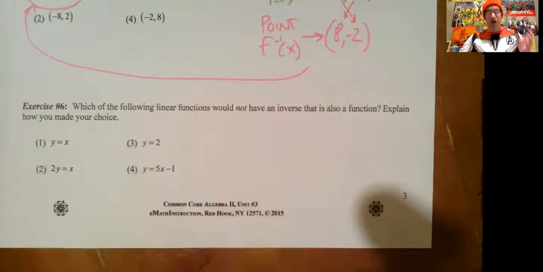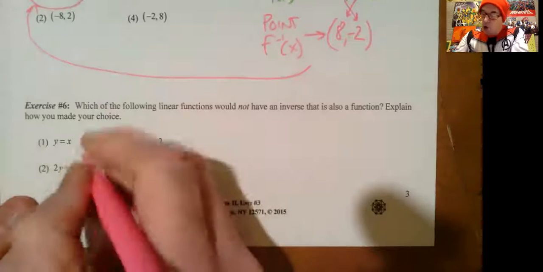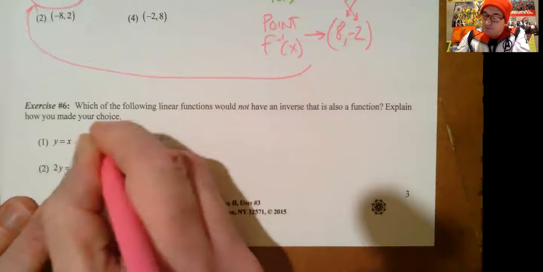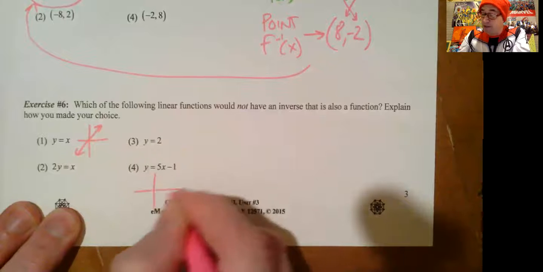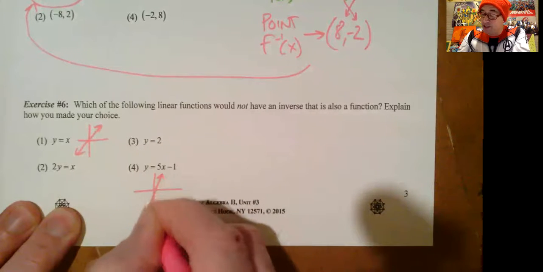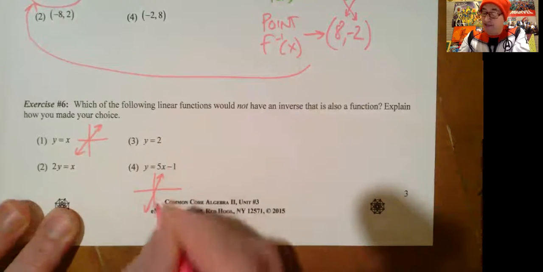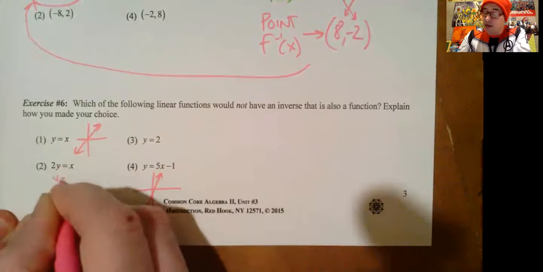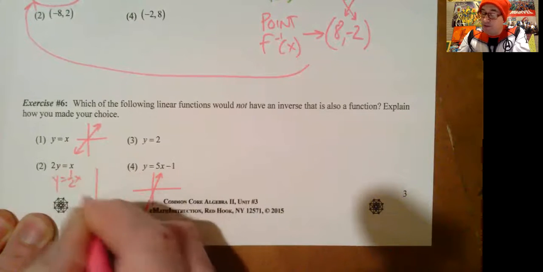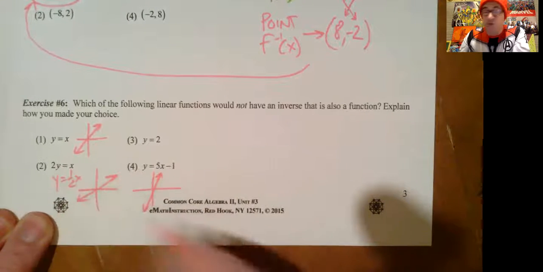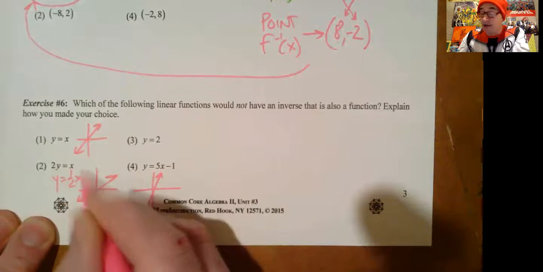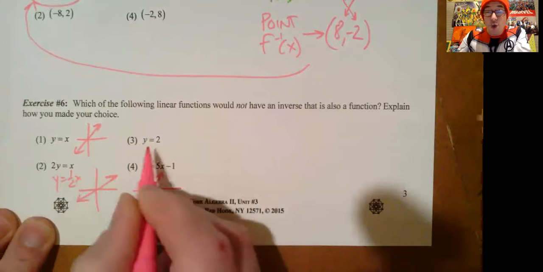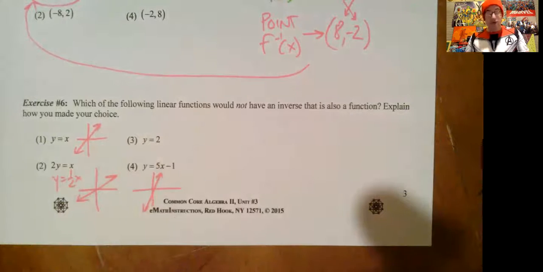If I solve all of these for y and put them in slope-intercept form, y equals x, that's this line. This y equals 5x minus 1 is going to be one that's going to be like this because it's going to start with a y-intercept of -1. It's going to be kind of steep. This one, if I solve for y, it's y equals 1/2 x, which is going to be like this but less steep. All of these would pass the vertical and the horizontal line test because they are going up at an angle. Y equals 2, that's going to be the one that doesn't.